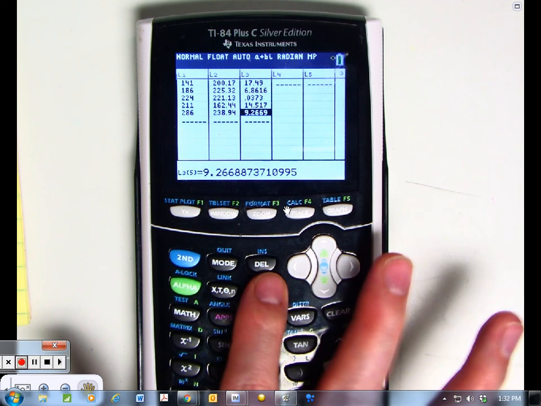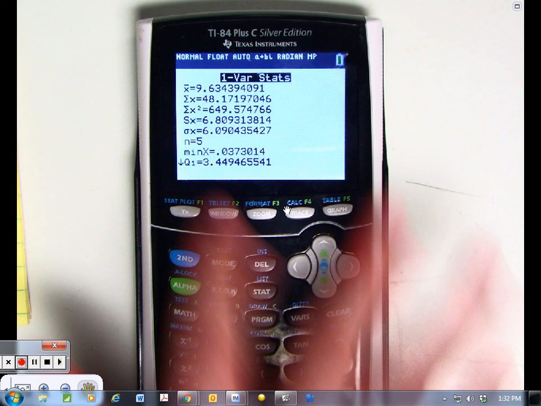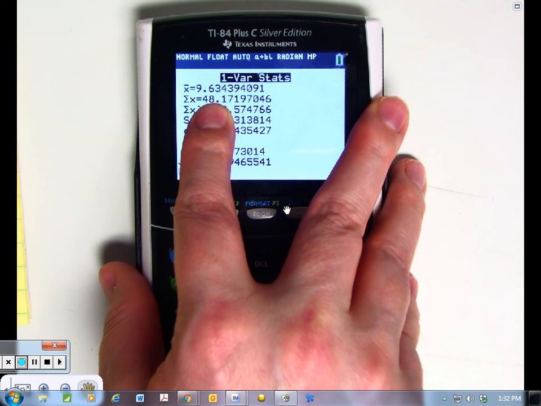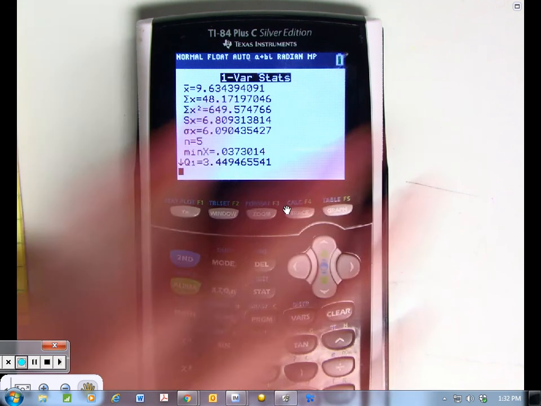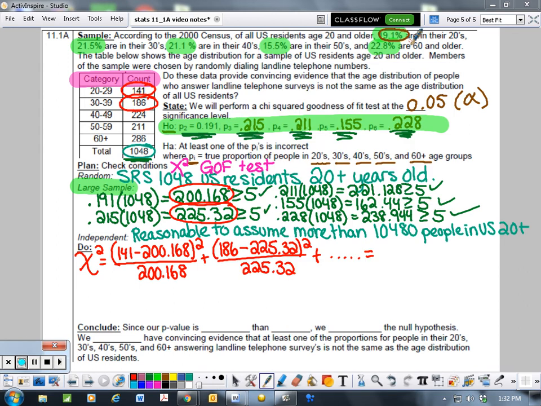So now I'm going to go back to stat. I'm going to calculate the one variable stats for list 3. And there we go. I thought that number was way too high with the 200. So we've got 48.17197. So we're going to come back over here, and I'm going to show you moving back and forth between my desk. So, what was that number? 48.17. So our chi-squared is 48.17.